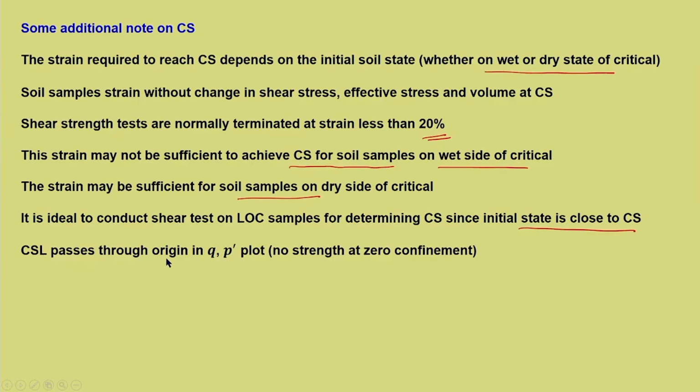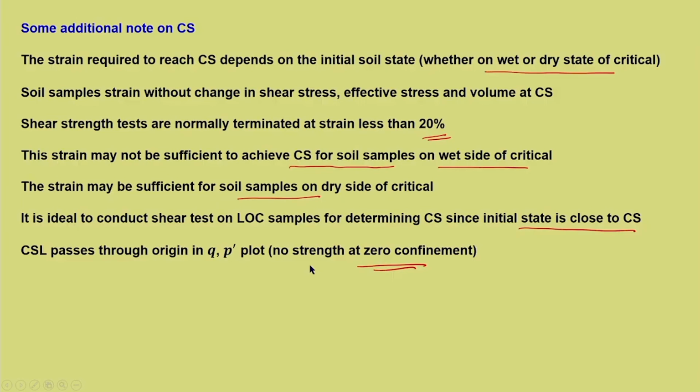The critical state line passes through the origin in the Q, P dash plot, meaning no strength at zero confinement. Now, if there is cohesion, definitely that is going to be there at zero confinement, that is what we know. Now in Q, P dash, if we are representing the KF line in terms of critical state line, it passes through the origin. Now what is the logic here? If there is cohesion, does it mean that it is not considered? Let us see what it actually implies. So there is no strength at zero, we are not considering any strength for the soil at zero confinement.